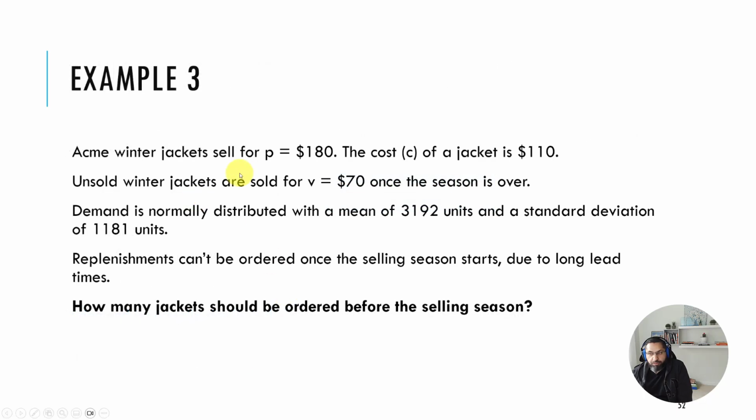Let's do an example. We sell winter jackets for a price of $180. The cost is $110. Unsold jackets are sold for a salvage value of $70. Notice that the salvage value is less than the cost, so we can use the model we just talked about. Demand is normally distributed with a mean of 3192 units and a standard deviation of 1181 units. And replenishments cannot be ordered because the selling season is very short, winter is short. How many jackets should we order in advance of the selling season so that we can maximize our expected profit?